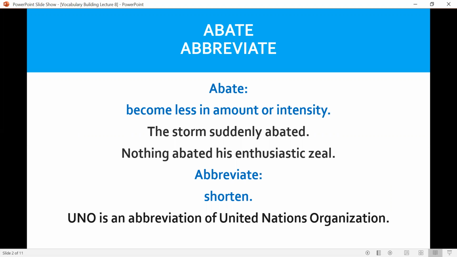The second word is abbreviate. Abbreviate means to shorten, like UNO. It is an abbreviation of United Nation Organization. So UNO is abbreviated for United Nation Organization. We cannot use this long word, so we use an abbreviation of this long word. Abbreviate means to shorten some word.